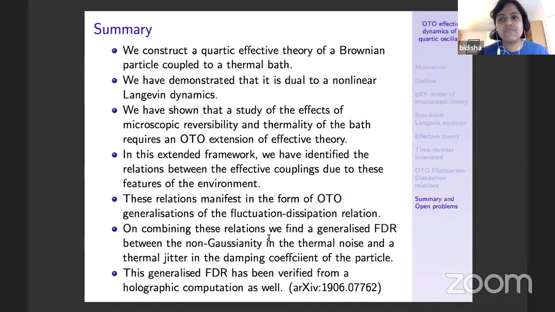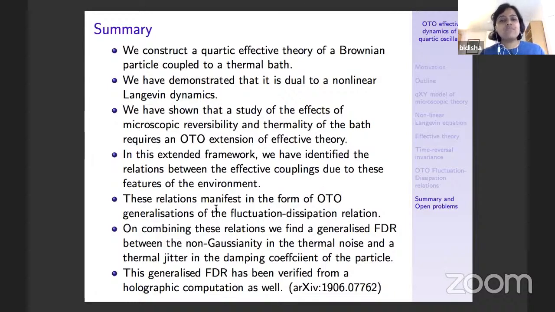So I will summarize. We have constructed a quartic effective theory of a Brownian particle, which is coupled to a thermal bath. And we have demonstrated that it is dual to a nonlinear Langevin dynamics. We have also shown that the effects from microscopic time reversal invariance and thermality require an out of time ordered extension of the effective theory, because we saw that under these symmetries, Schwinger-Keldysh correlators were related to OTO correlators. So unless you have an extension from Schwinger-Keldysh to two time folds, you cannot really study the effects of microscopic reversibility and thermality in a genuine way. So in this extended framework with two time folds, we have identified the relations between effective couplings due to these features of the environment.